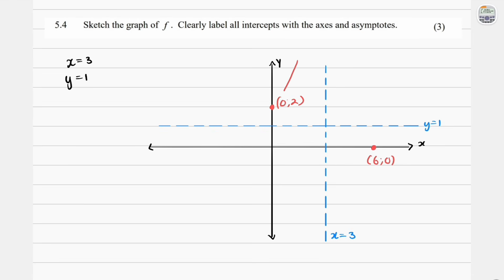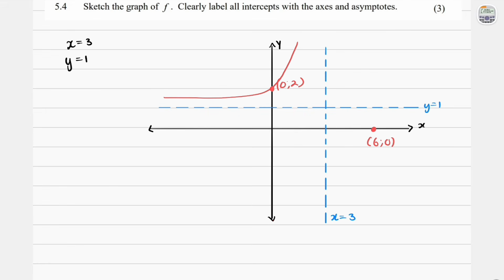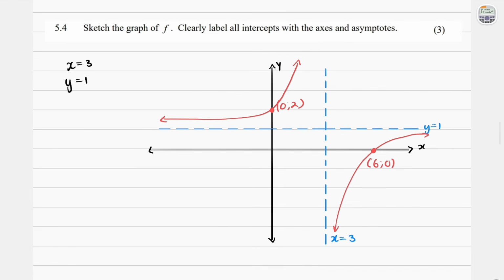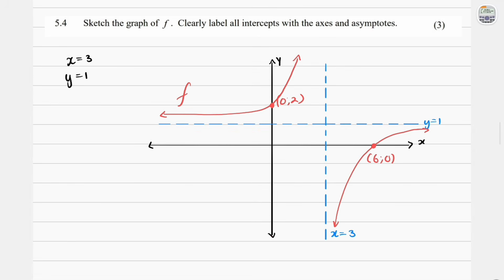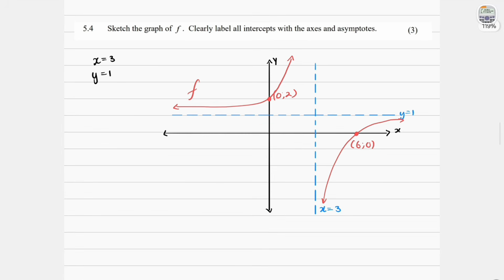So one will go like that, and there you go. That's one wing from the same graph. And then the other will go like this. So it's coming from being really close to the asymptote and heading closer and closer, but never touching it. And those are the wings, and that is the graph of f. Okay, and that is it for that question. Moving on to the next question.